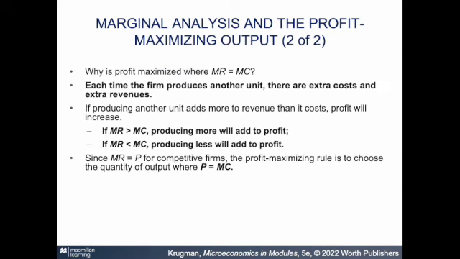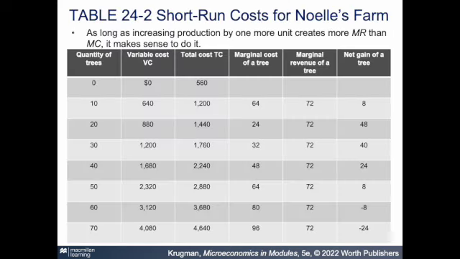6. Marginal analysis and the profit-maximizing output. 2 of 2. Why is profit maximized where MR equals MC? Each time the firm produces another unit, there are extra costs and extra revenues. If producing another unit adds more to revenue than it costs, profit will increase. If MR is greater than MC, producing more will add to profit. If MR is less than MC, producing less will add to profit. Since MR equals P for competitive firms, the profit-maximizing rule is to choose the quantity of output where P equals MC.